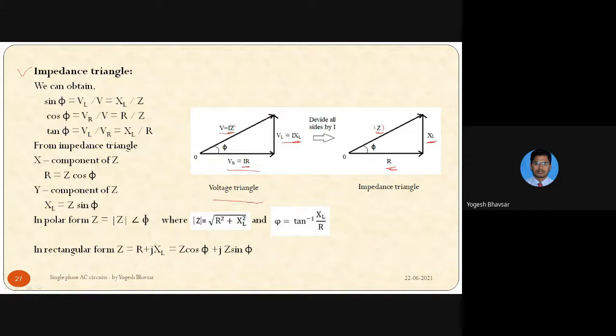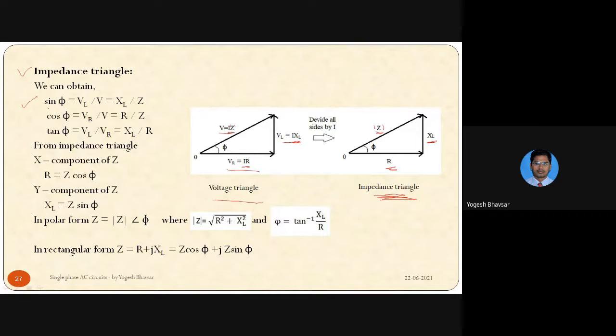Right? So divide all sides by I, and we'll get the impedance triangle. The base side represents the resistance, the adjacent side represents the inductive reactance, and the hypotenuse represents the impedance. So this becomes the impedance triangle. Very simple. Now look at that. We can obtain basic trigonometric relations, and now we can apply different relations to this impedance triangle.